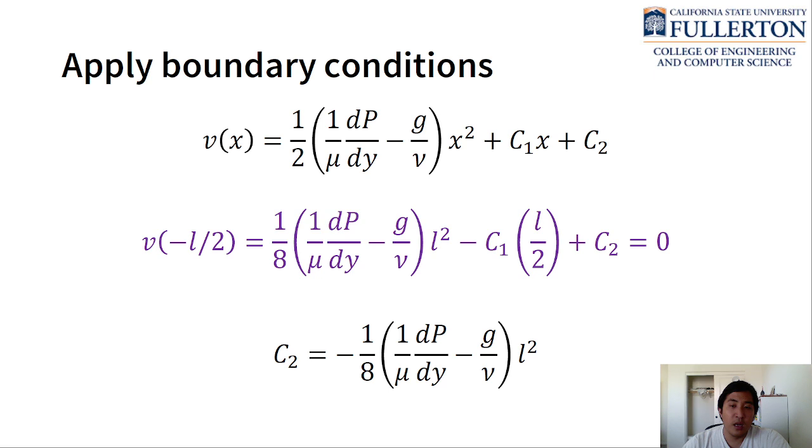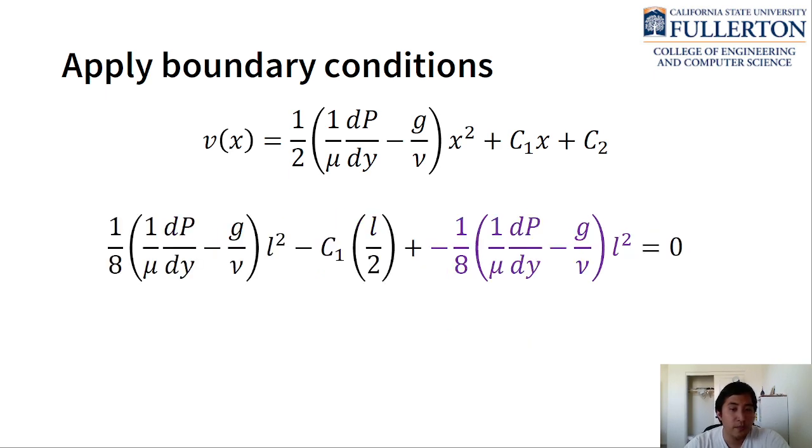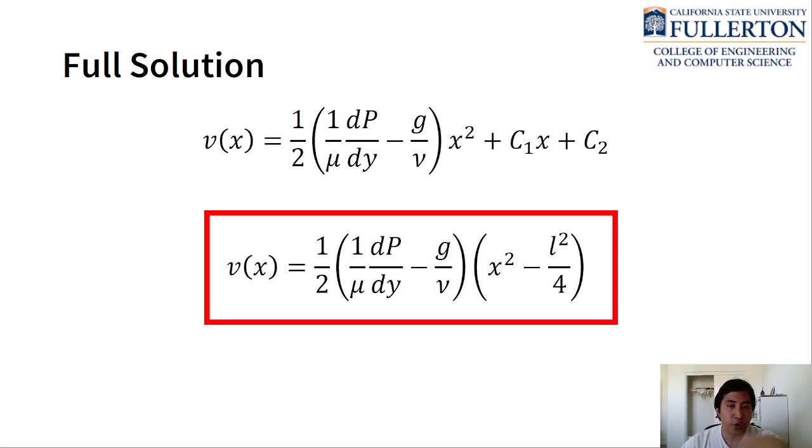Now that we have one of the constants, we can plug it back into either of the boundary conditions and solve for C1. So let's go ahead and do that. We plug in for C2, and what we see here is that the first term and the purple term are exactly the same but with opposite signs, so they cancel out. That gives us C1 is equal to 0.